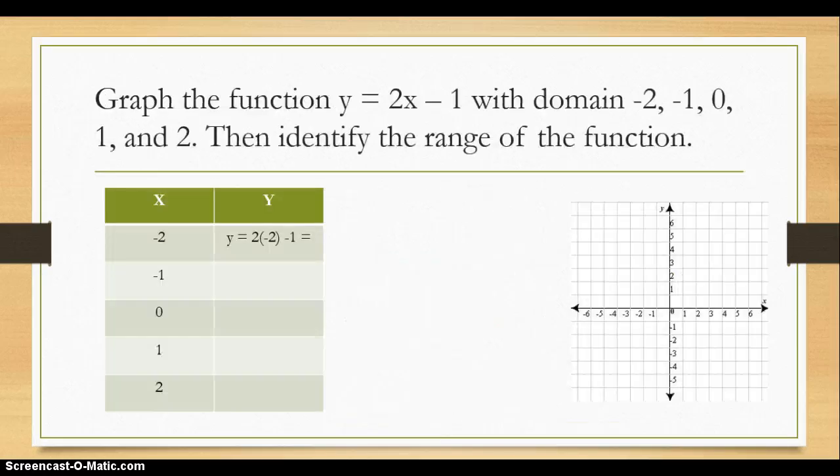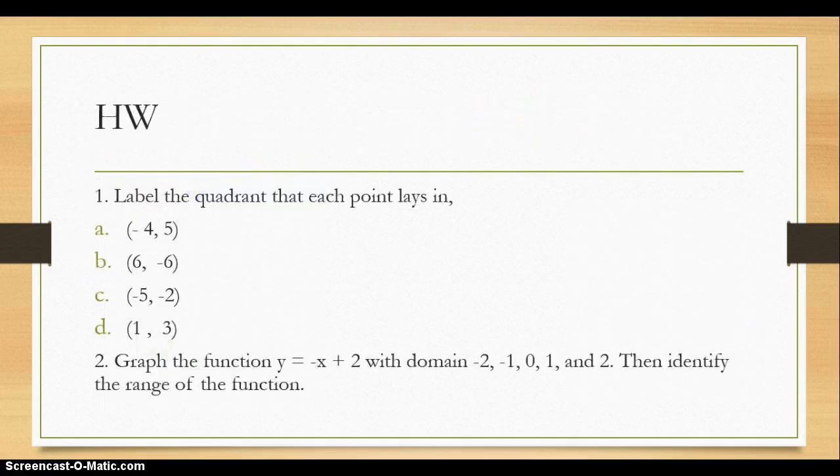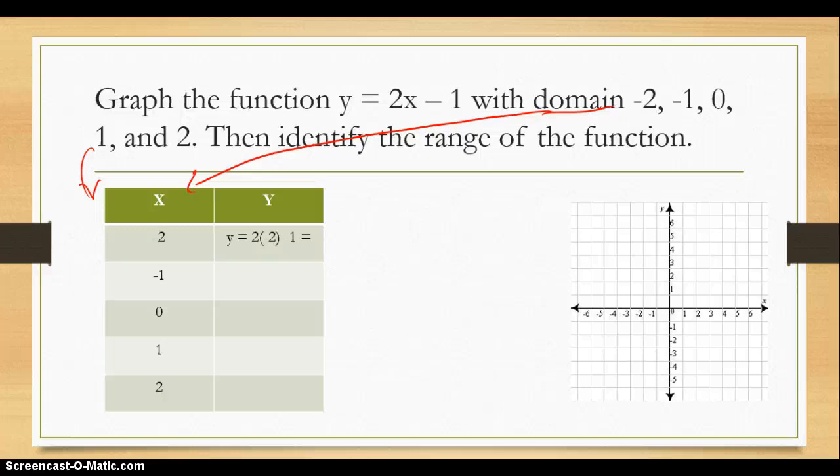So here it says graph the function y equals 2x minus 1 with domain -2, -1, 0, 1, and 2. So first thing you're going to do is make a table. And I've created this table already for us. And domain automatically goes with the x value. So the x value is the domain.